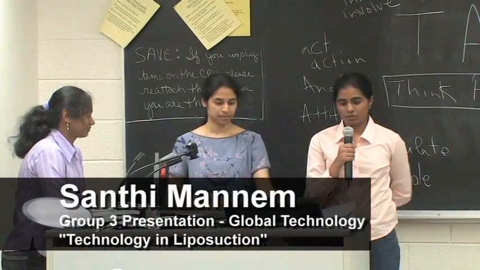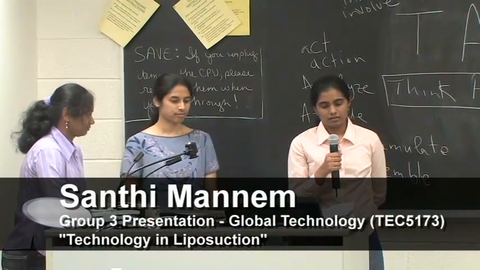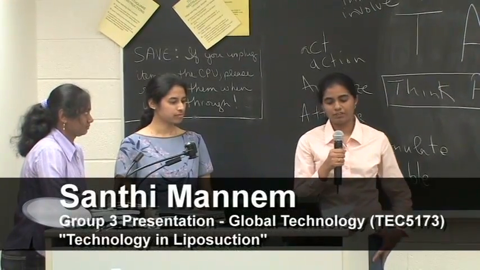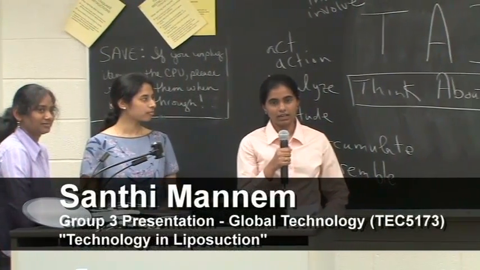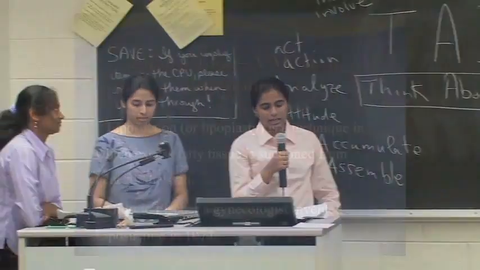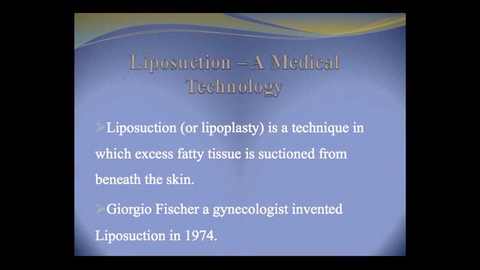I'm going to explain the procedure of liposuction. Excess skin and fatty tissues in different areas of the body lead to deformity in the shape of the body. So liposuction is a procedure that can help to sculpt the body by removing unwanted fat from specific areas, including the abdomen, hips, thighs, knees, upper arms, and neck.